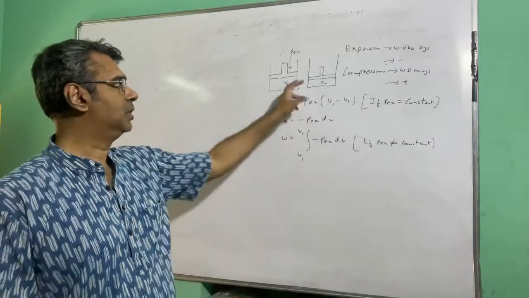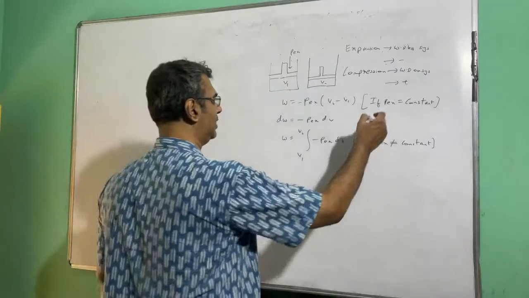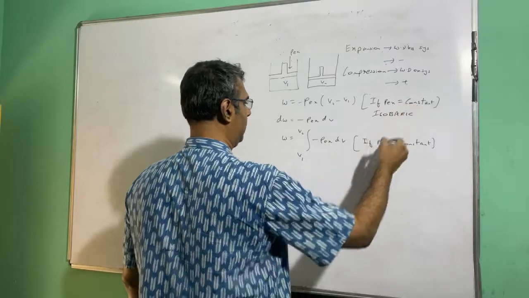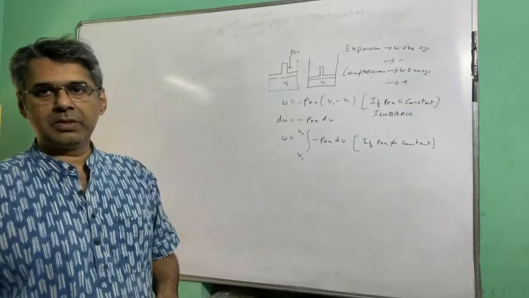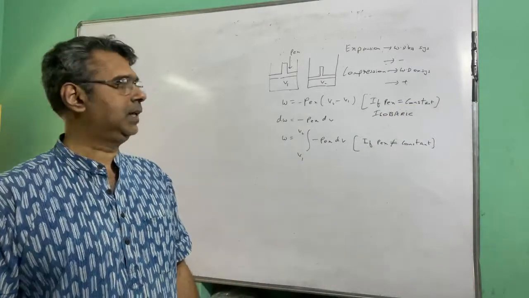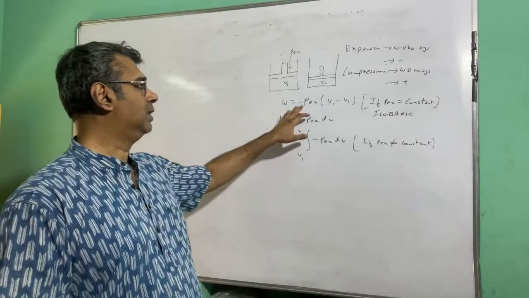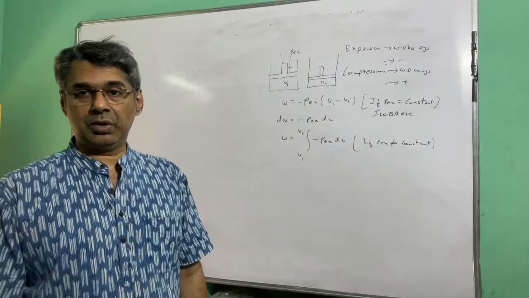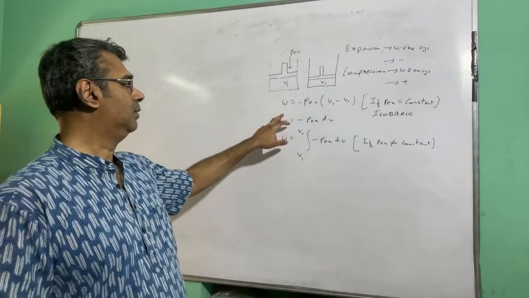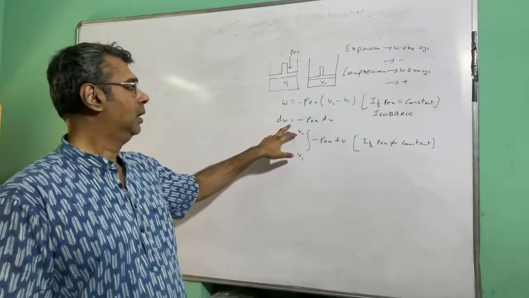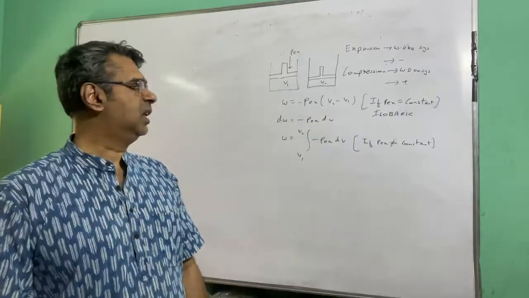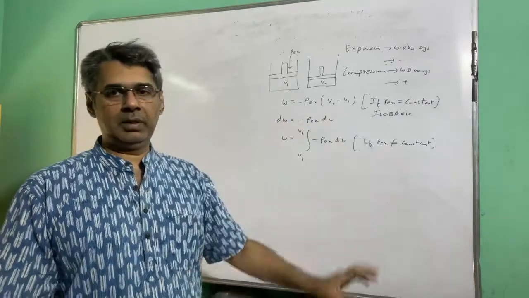If the external pressure is constant, that has a name. It is called an isobaric process. If the external pressure is constant, what is that process called? Isobaric process. So if the external pressure is constant, then this is the formula. Suppose the external pressure is not constant, then you have to write dW equal to minus PEX into dV.